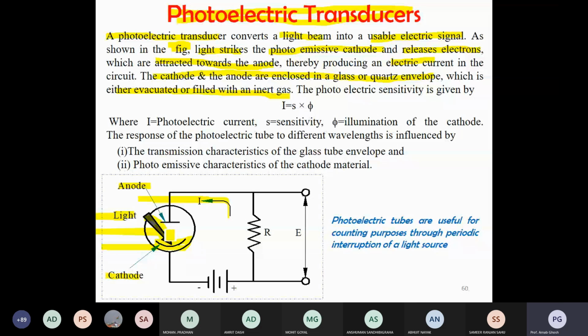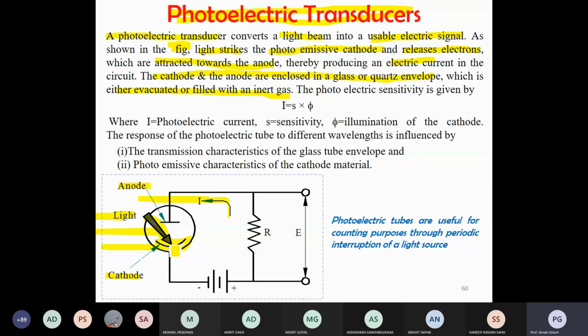It should not react with moisture and other gaseous components available in the environment or the air. That's why you should fill that chamber with some inert gas.